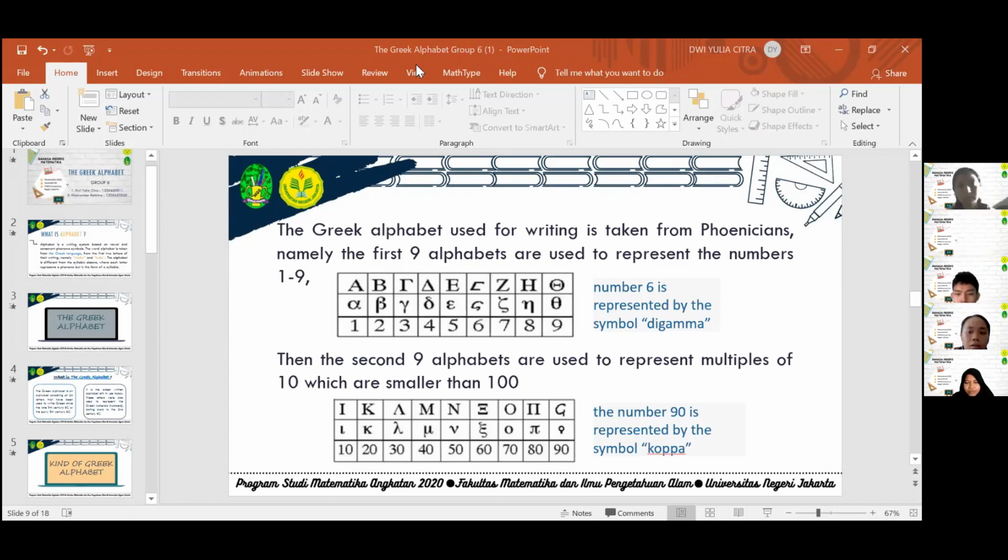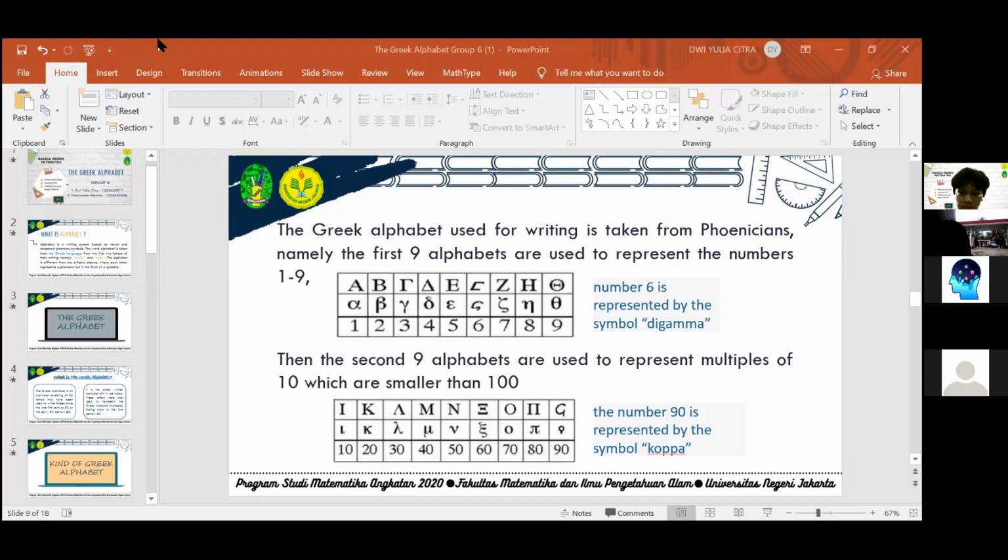Anybody else have a question? I want to ask a question. Yes, please. Okay, I'm Evelyn from Seven Group. Why is the Greek alphabet used in math? Can you tell us? Okay, I'm going to answer Evelyn's question. Why is the Greek alphabet used in mathematics?